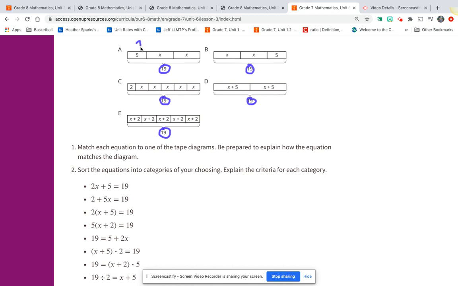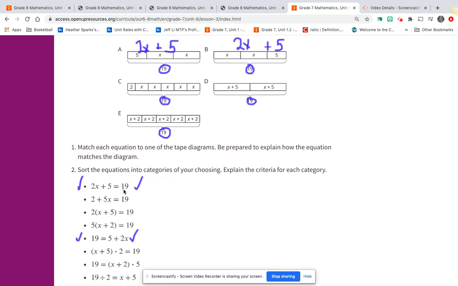Well, I see two x's and I see a 5. So two x's and a 5 make 19, which could be this one right here. Now, on letter B, we could also see that we have two x's and a 5. So that too could go right here or right here. It doesn't matter which way it goes.